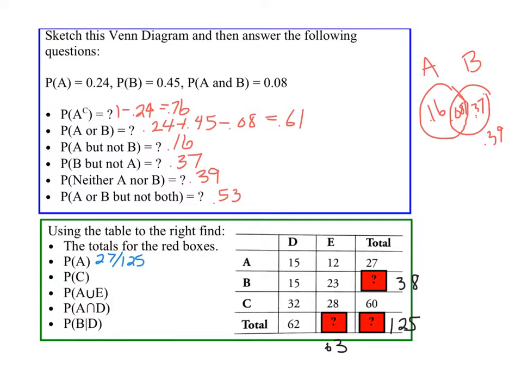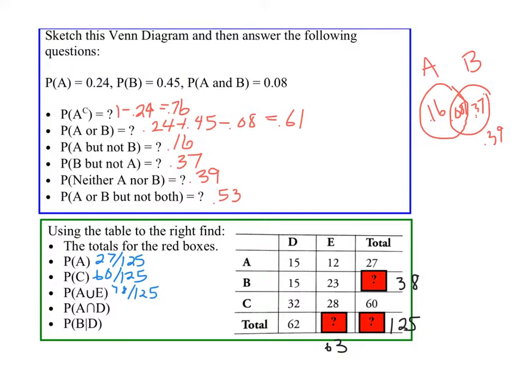Probability of C, there are 60 out of 125. The probability of A or E, so now we look, you've got A here, you've got E here, so 27 and 63. 27 people in A, 63 people in E, but we have to subtract off the 12 people that have been counted twice, right? These 12 people were counted in both. So 63 and 27 minus 12 is 78 out of 125.